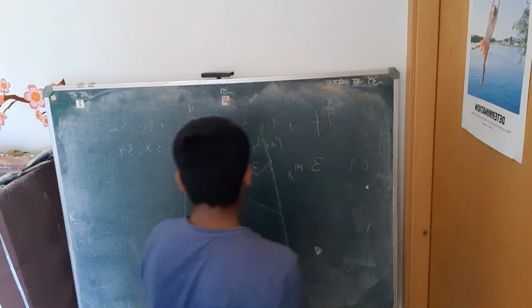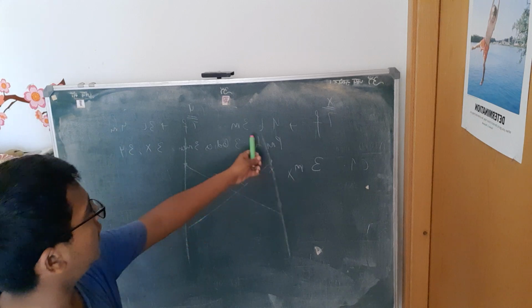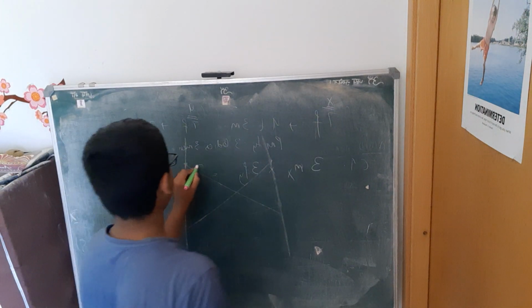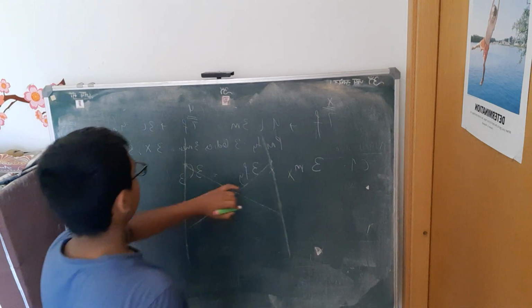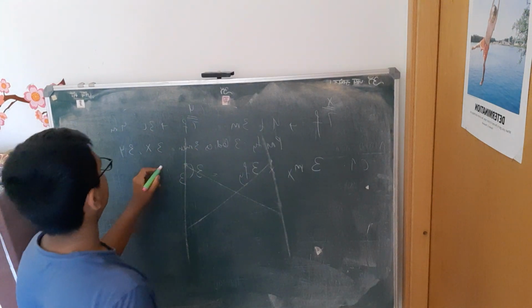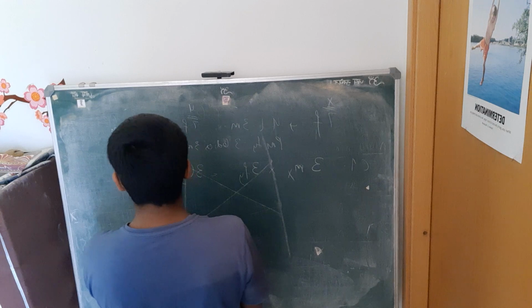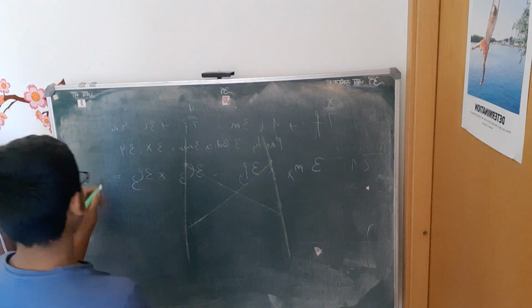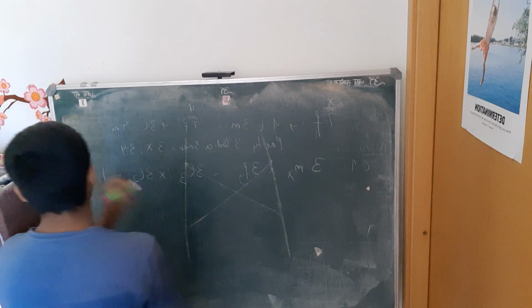Okay. Now 3 male friends of X. How many male friends does X have? X has 3 male friends, right? So that's 3C3. Similarly, how many female friends does Y have? That's 3C3 again, right? So that is going to be 3C3 times 3C3, which is 1.